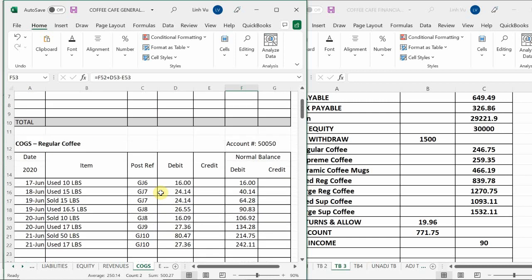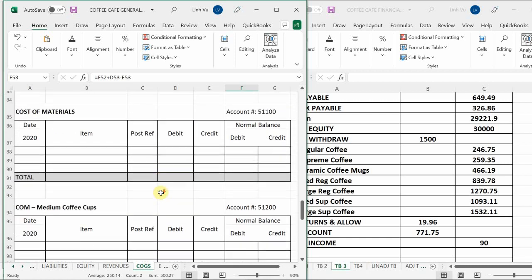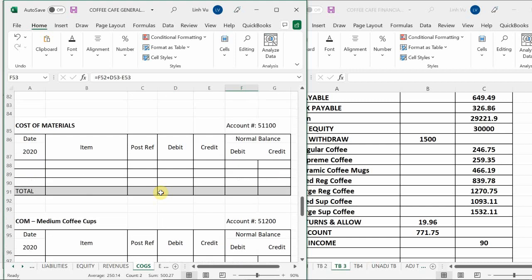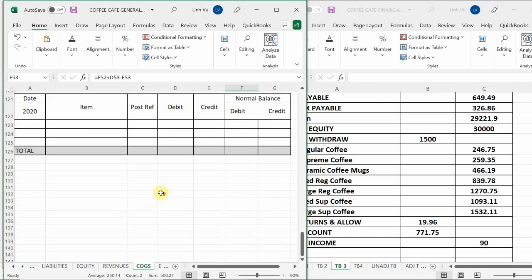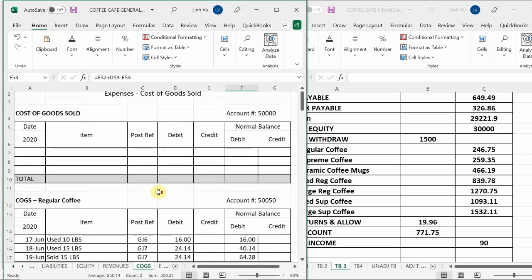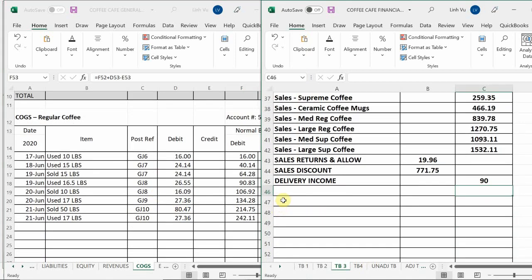Next, we have our cost of goods sold. Only two sections, just cost of goods sold for regular and supreme coffee. Nothing for coffee mugs, and we haven't talked about cost of materials yet. That's going to happen at the end of the accounting period, which is at the end of the month. So in this case, cost of goods sold for regular coffee, so COGS. Okay. Cost of goods sold for regular coffee.